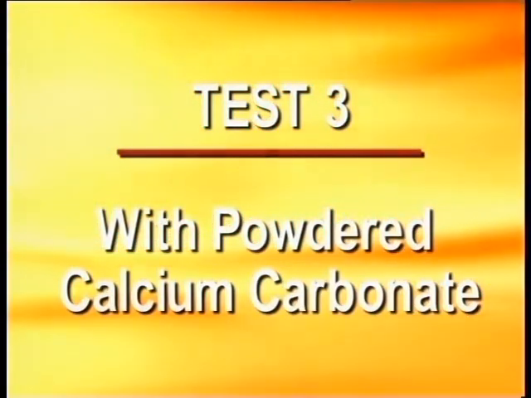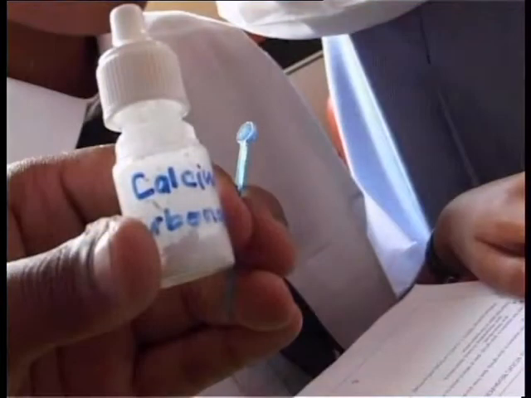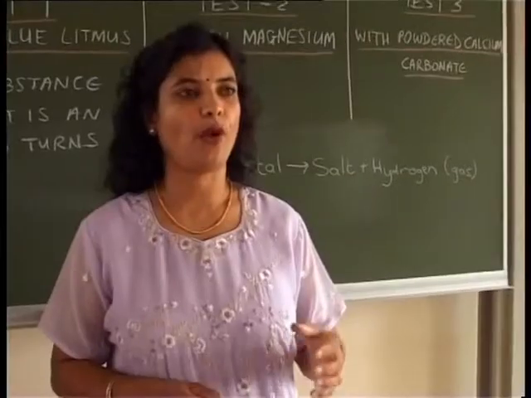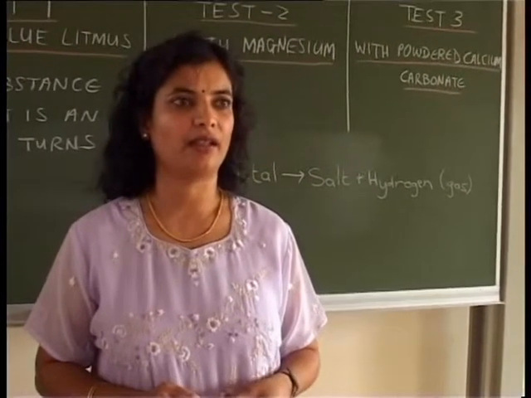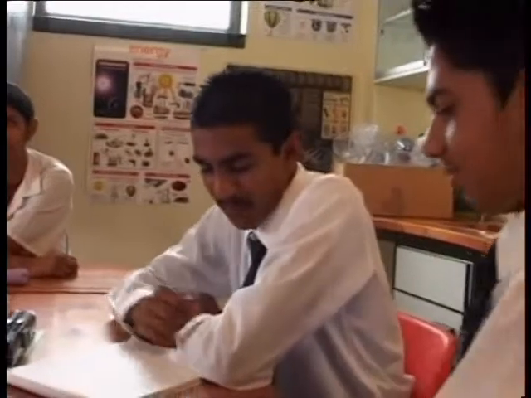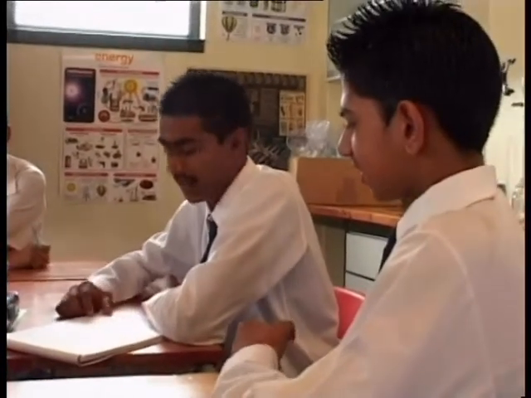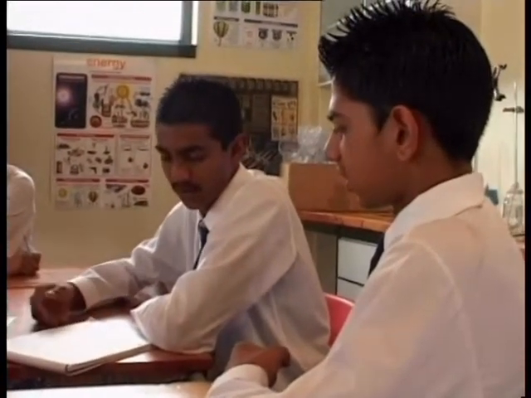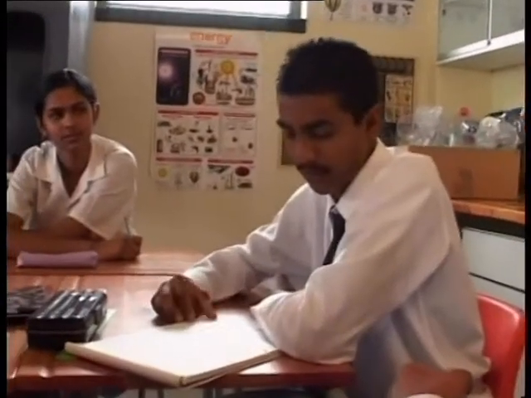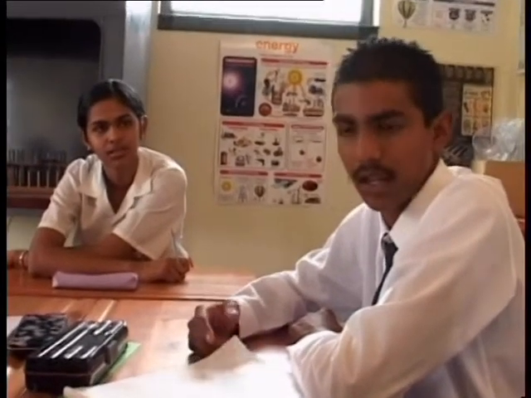Again, in your groups, I want you to discuss what products are formed when an acid reacts with carbonate. The products of a reaction between acid and carbonates are salt, from the metal, and carbon dioxide from the carbonate, and water from the reaction between oxygen and hydrogen.